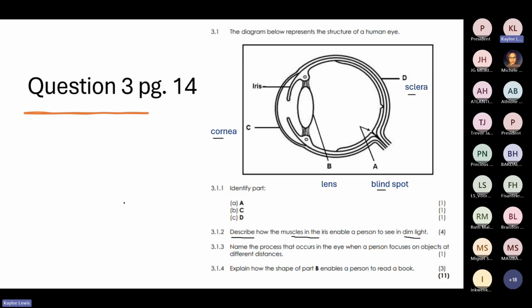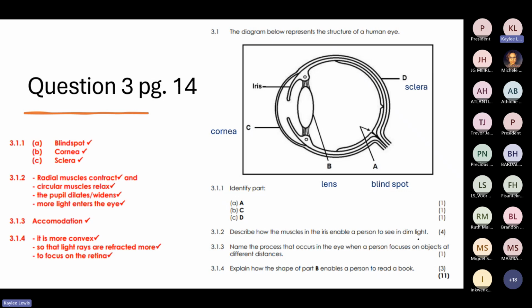So as you can see, as I'm reading through the question, I'm underlining, or you can highlight key words which will help me answer it. So we're describing how the muscles in the iris enable a person to see in dim light, and it's for 4 marks. So you almost need 4 facts down. Because it's in dim light, the goal for the pupil is to become bigger, to dilate. So how do we have that happen? Let's look at how we answer it.